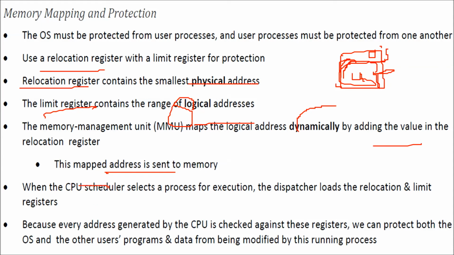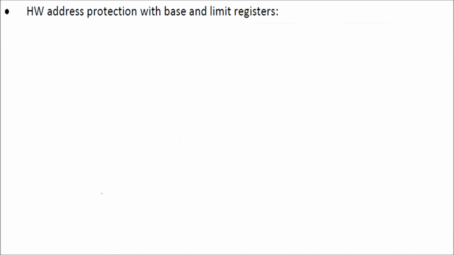When the CPU scheduler selects a process for execution, the dispatcher loads the relocation and limit registers. Since every address generated by the CPU is checked against these registers, we can protect both the operating system and the programs and data from one another, from being modified accidentally by the running process. So this is what is done.